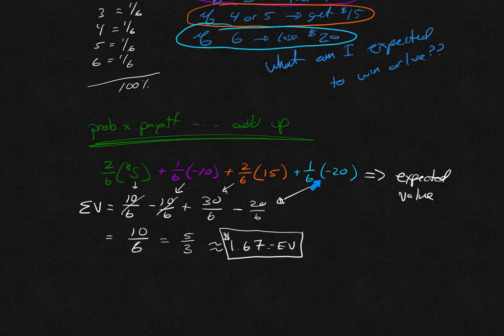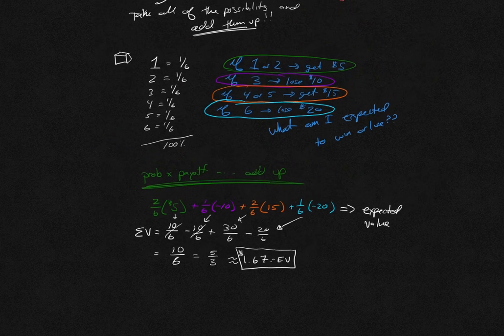However, you might lose 20, but you could gain 15. You might lose 10, but you could gain 5. The concept here is if we were to do this over and over and over again, what would we expect to happen? And that would be $1.67. So again, that's a very quick explanation of expected value and a little bit of an example.